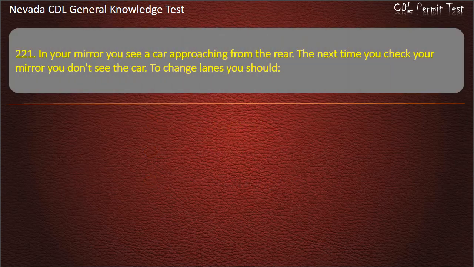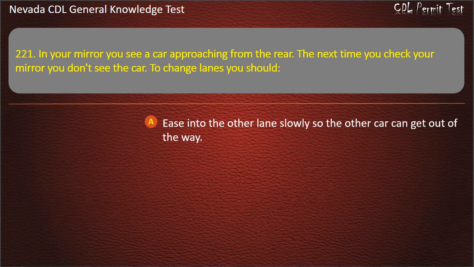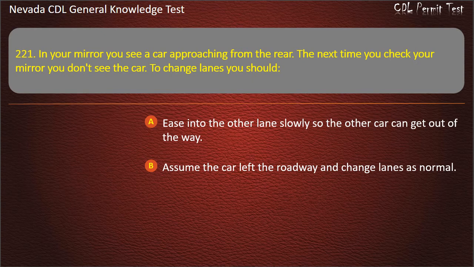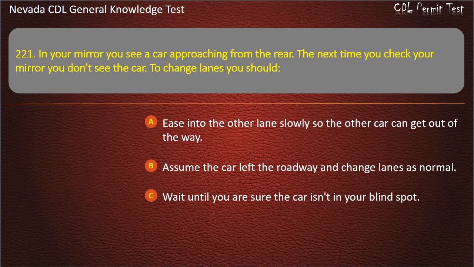Question 221. In your mirror you see a car approaching from the rear. The next time you check your mirror you don't see the car. To change lanes you should ease into the other lane slowly so the other car can get out of the way. Assume the car left the roadway and change lanes as normal. Wait until you are sure the car isn't in your blind spot. Answer. Wait until you are sure the car isn't in your blind spot.